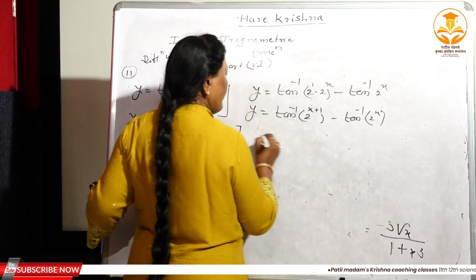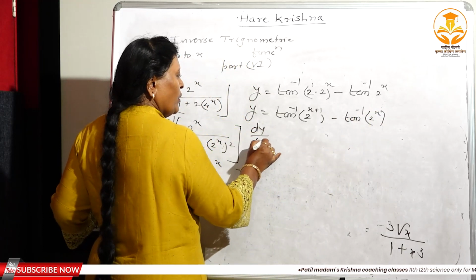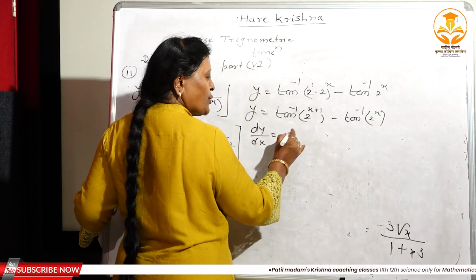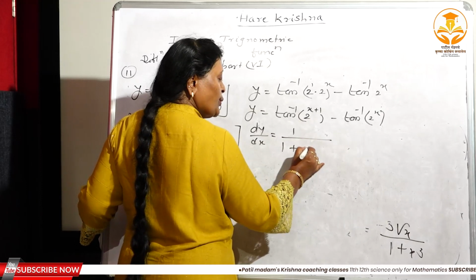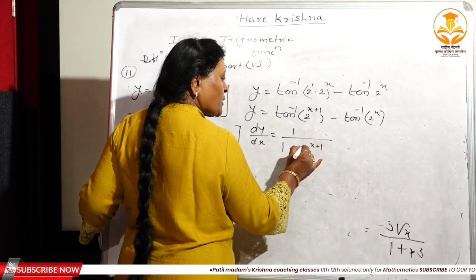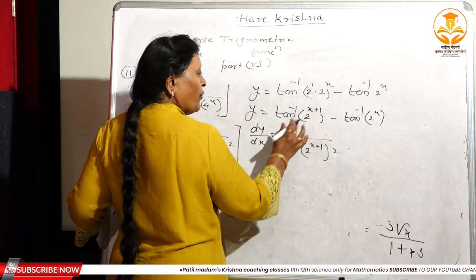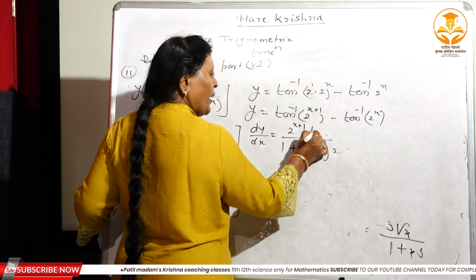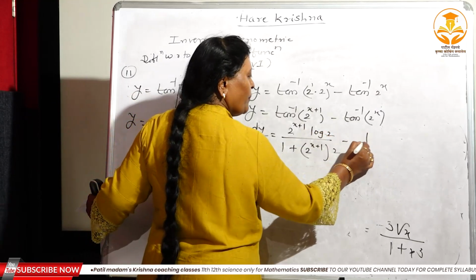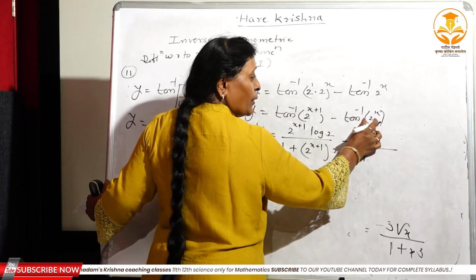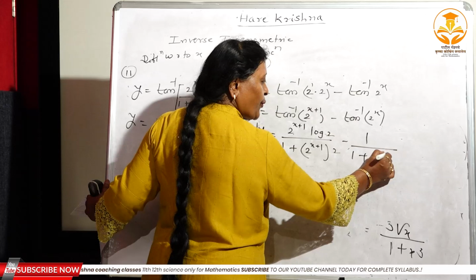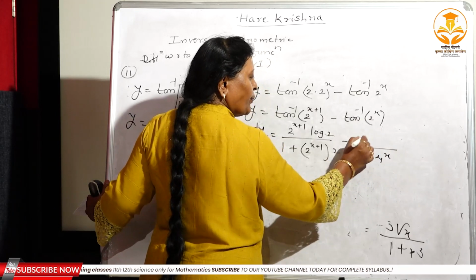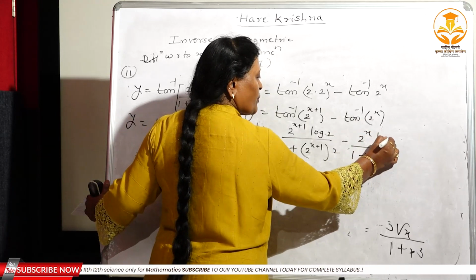Again, it's very simple. dy by dx. What is the derivative of tan inverse u? 1 upon 1 plus u square, means 2 raised to x plus 1 whole square. What is the derivative of 2 raised to x plus 1? 2 raised to x plus 1 into log 2. Again here, 1 upon 1 plus 2 raised to x whole square, means 4 raised to x, and the derivative of 2 raised to x is 2 raised to x log 2.